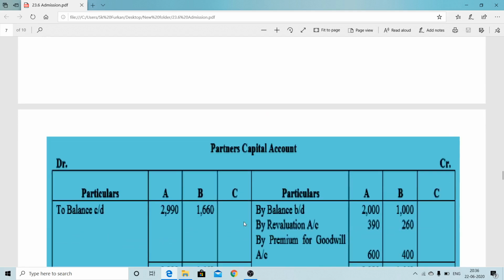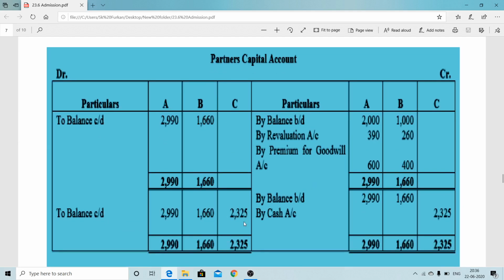Now after calculating that capital, we'll write here "By cash or bank." As in the balance sheet it is mentioned cash, so we can use cash here, and finally we will open the cash ledger to find out the closing cash balance. So by cash 2,325, that is the incoming partner's capital.